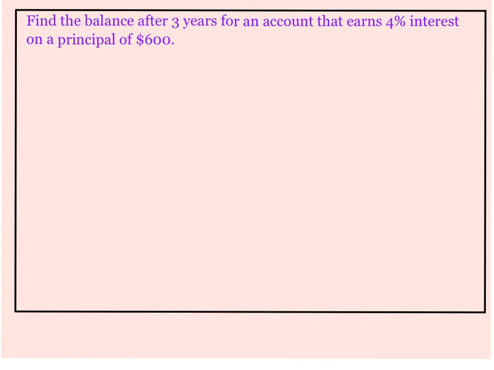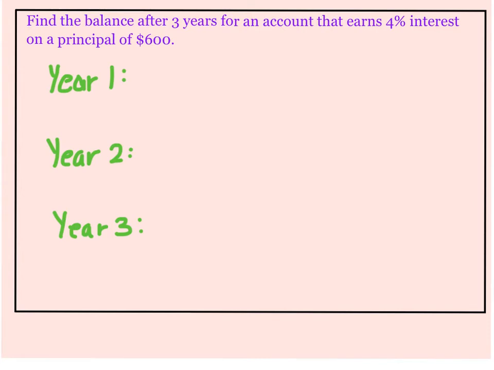All right, let's go ahead and try another one. Find the balance after 3 years for an account that earns 4% interest on a principal of $600. So since we're talking about 3 years, let's break this down into year 1, year 2, and year 3.